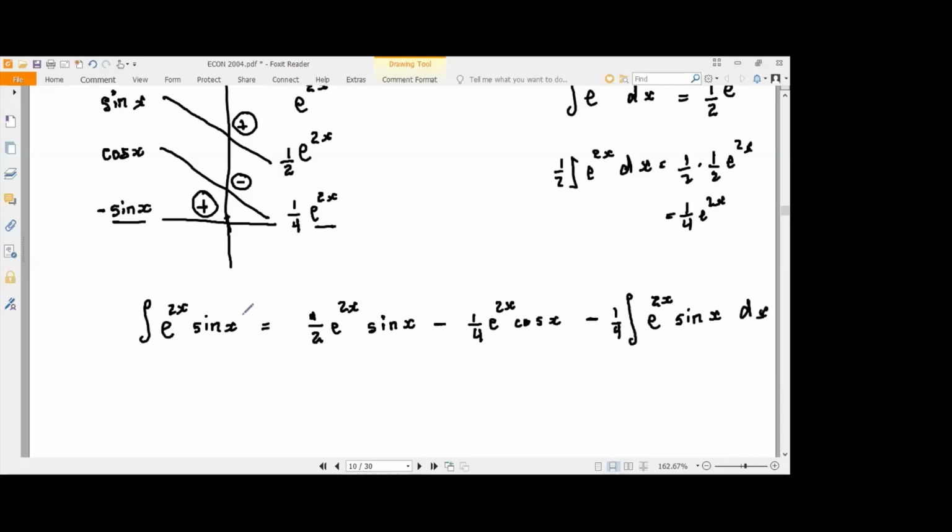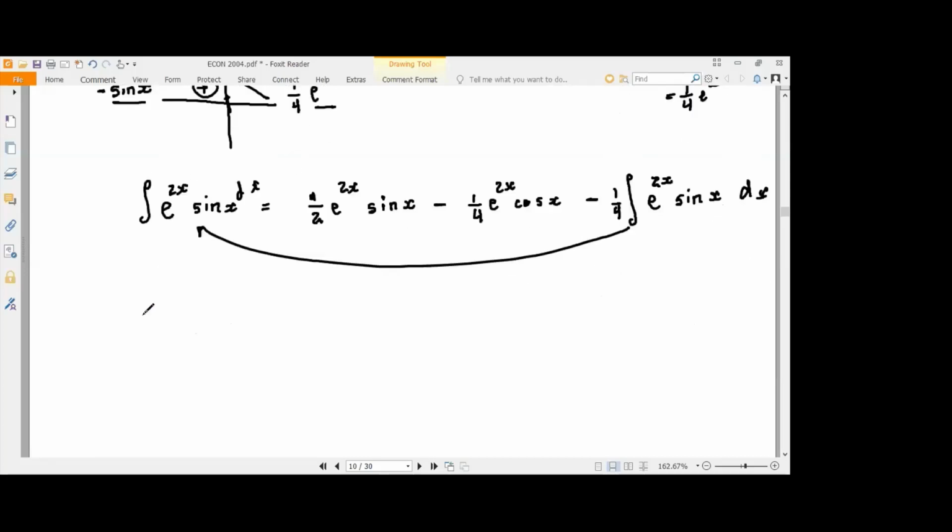Let me put my dx's here, by the way. This is the integral of e to the 2x sine x. This is the same thing. So I can group those things on one side of the equation. So if I carry this over here now, guys, it's going to give me a quarter e to the 2x sine x dx. So that's a quarter, right?